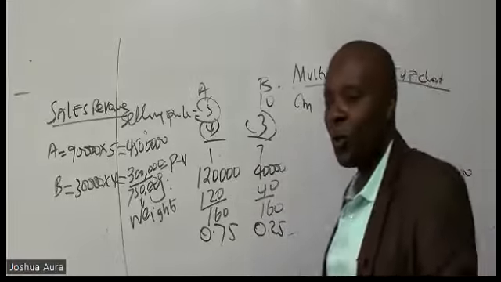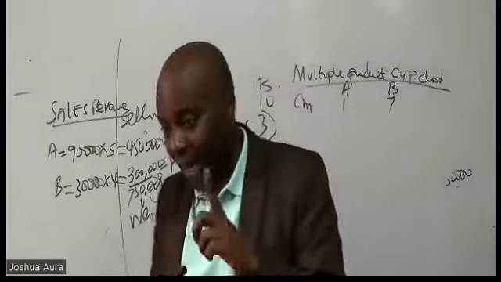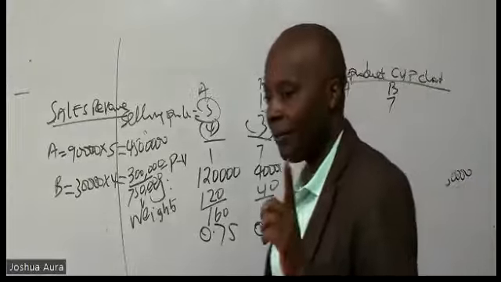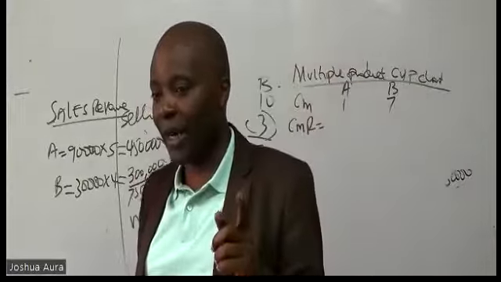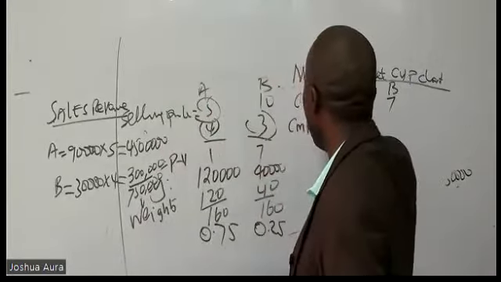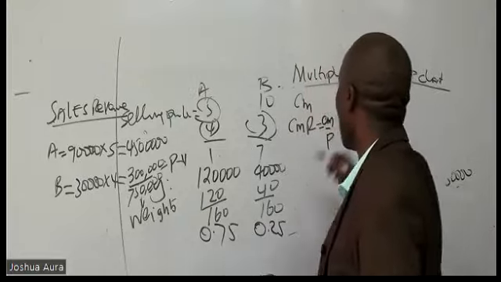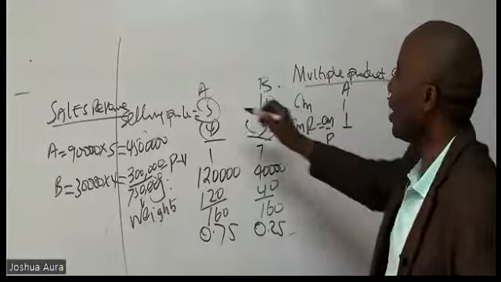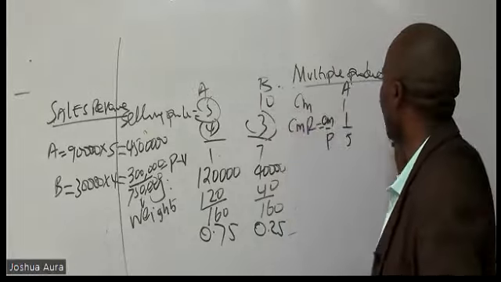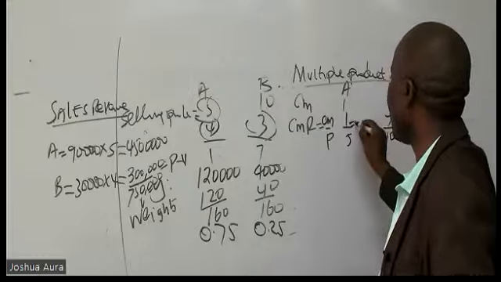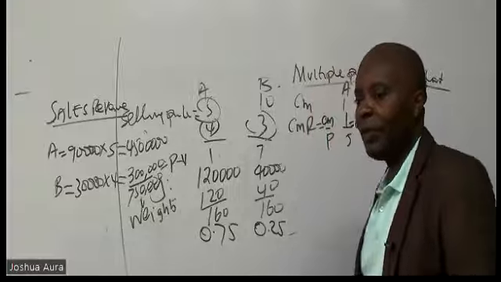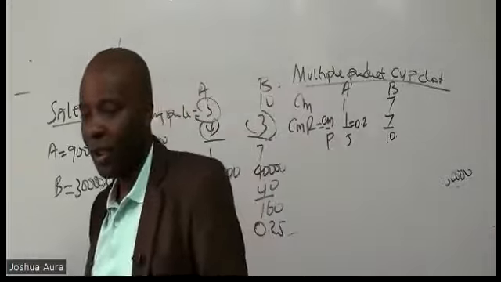And then step number 2, CMR. So come and give us CMR. Do you remember the formula of getting CMR? It is contribution margin over price, right? So this one here will be 1 over the selling price, that is 5. This will be 7 over the selling price, which is 10. So could you kindly give me these decimals? I think the first one should be 0.2.